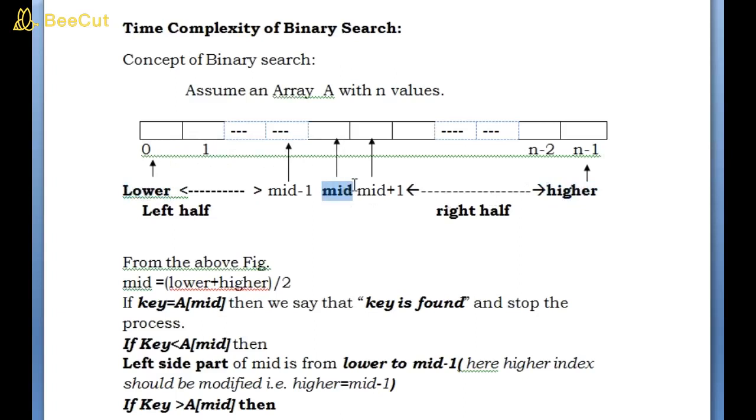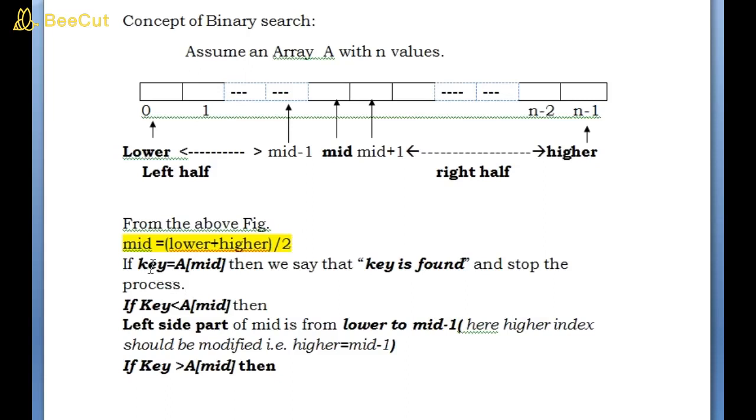Then we calculate mid. So how do we calculate mid? Mid equal to lower plus higher divided by 2. Thereafter, whatever the value you would like to search, that is called key. So if key value is equal to A of mid, meaning that if key value is matching with the middle value of the array, then we say that key is found and stop the process.